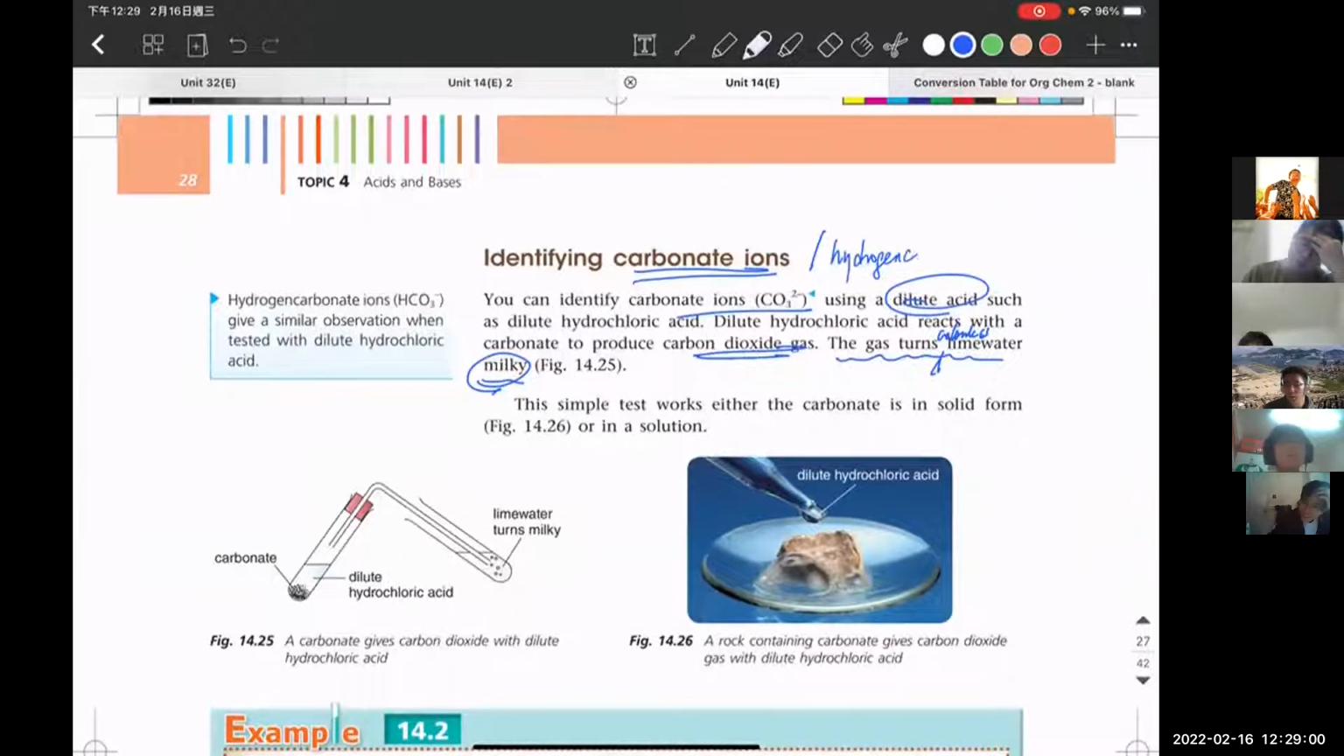If it gives you a positive result, you can only use this to narrow down all other possibilities into two. But you still need to do further tests to know whether it is carbonate, not hydrogen carbonate, or hydrogen carbonate, but not carbonate. Do you understand? So that's why we call it qualitative analysis.